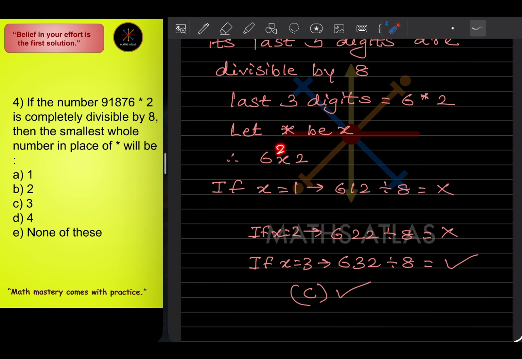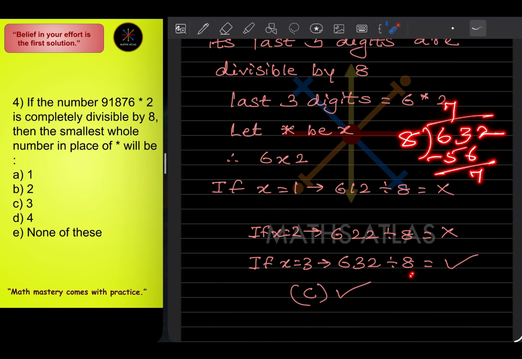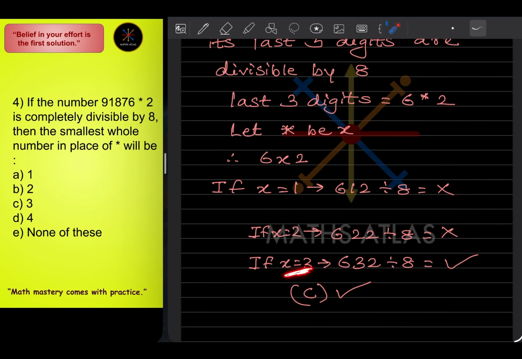If we take this as 2, that is going to be 622 divided by 8, which is also not divisible by 8. Now if you take this as 3, this will be 632 divided by 8, and this is divisible. See here, 632 divided by 8: 8 sevens are 56, then 8 nines are 72. So the remainder is 0. So this is divisible by 8. So when x is 3, the correct option is C.